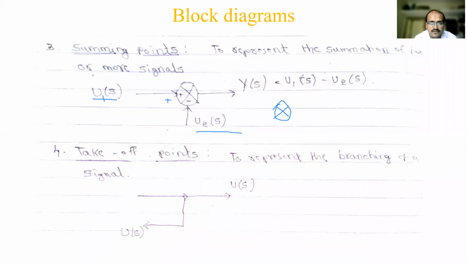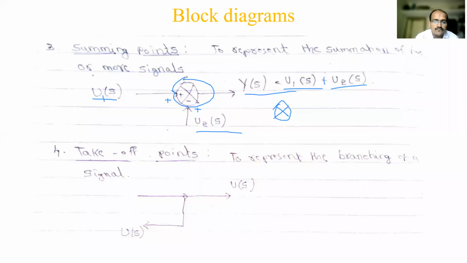Since it is plus, the first term is plus u1 of s. Then this is minus here. Sometimes it will be written outside also. That indicates minus u2 of s. This minus sign will be multiplied with this signal and written over here. This is the output signal coming out from the summing point. So y of s is equal to u1 of s minus u2 of s. In case you have the symbol plus here, what will you write? It will be u1 of s plus u2 of s. So this is about the summing point, the third important element of the block diagram.